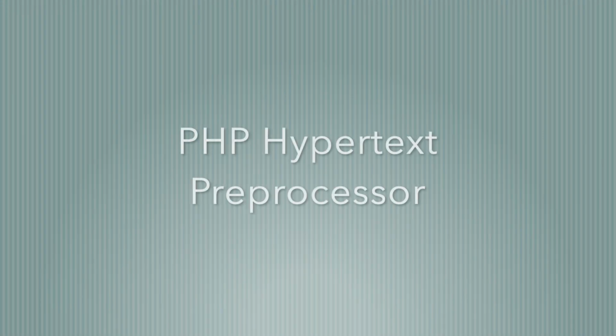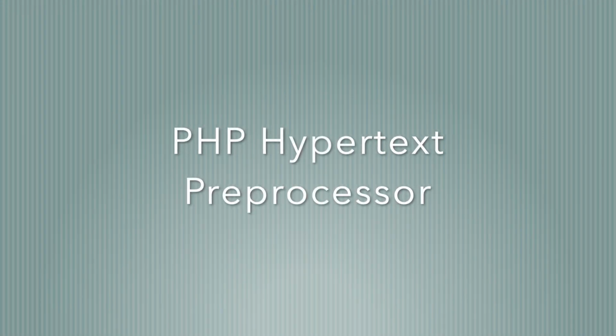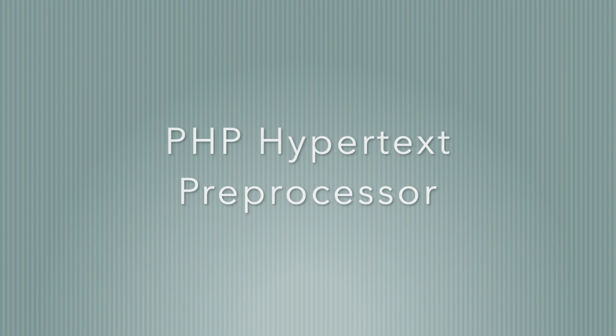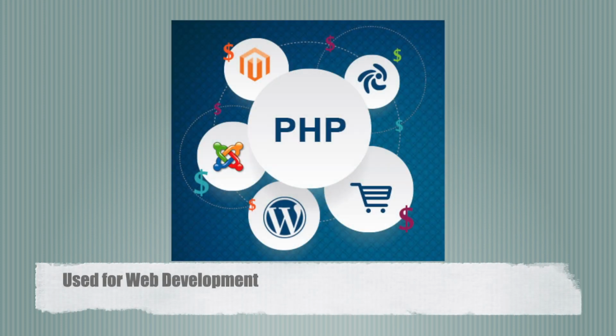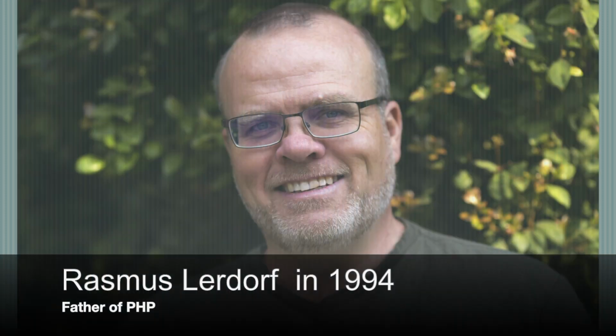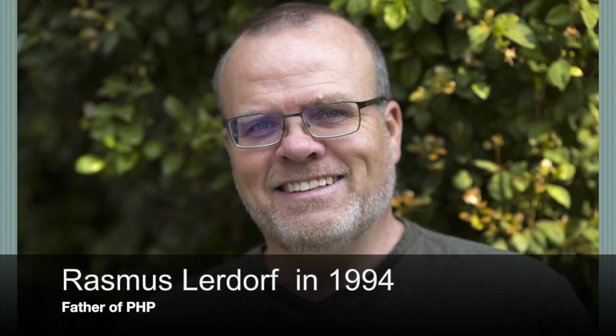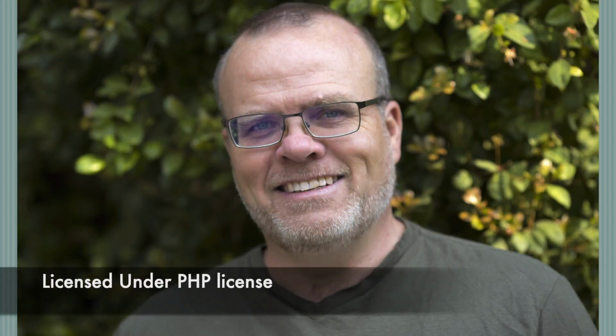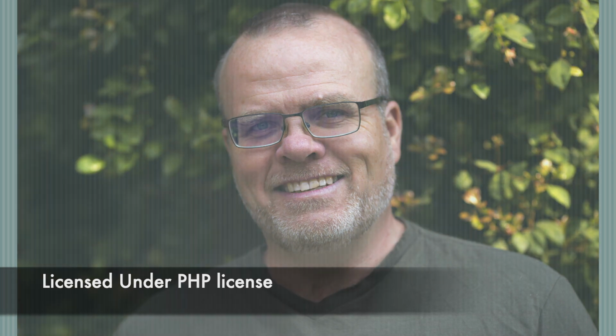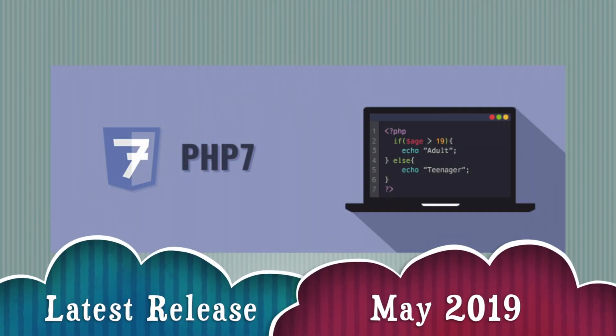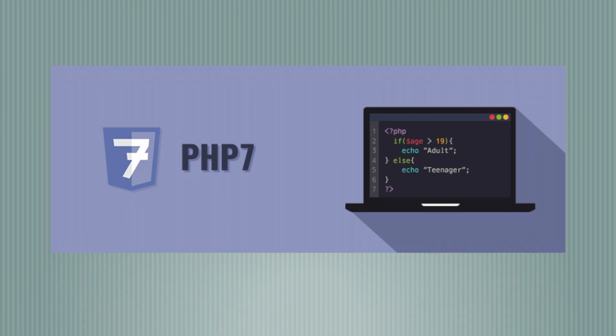Our next programming language is PHP. Hypertext Preprocessor is a general-purpose programming language originally designed for web development. It was originally created by Rasmus Lerdorf in 1994. It's licensed under PHP license. Its latest release is 7.3.6, which was released on May 29, 2019.